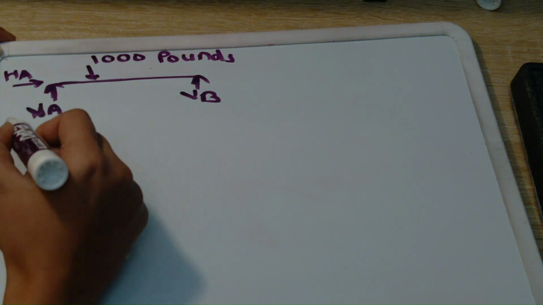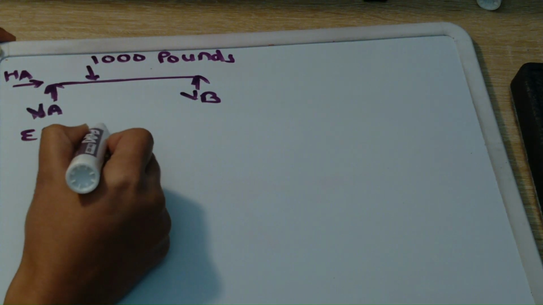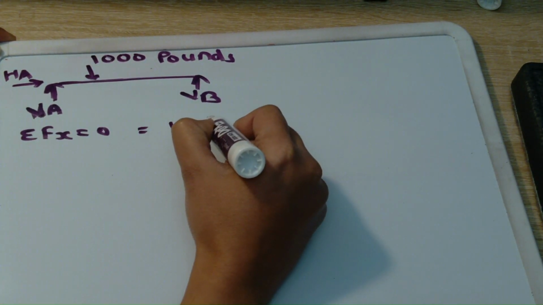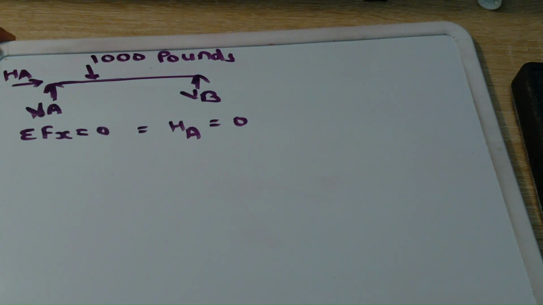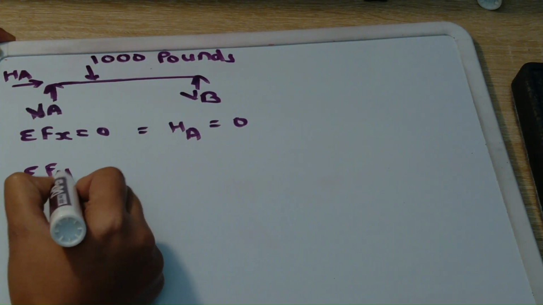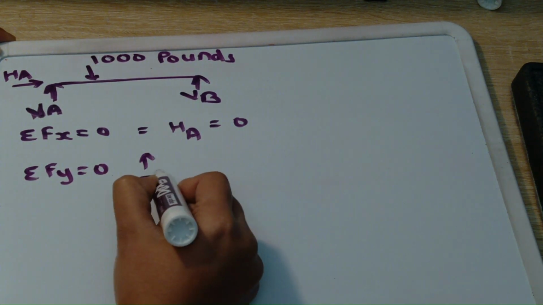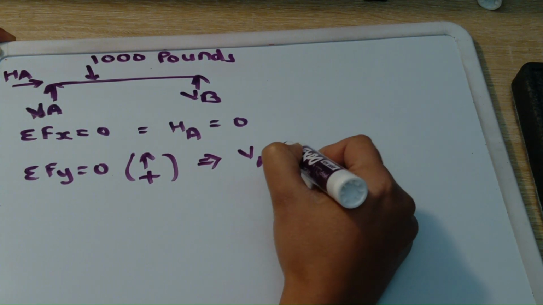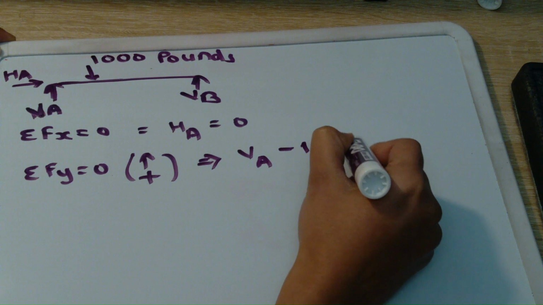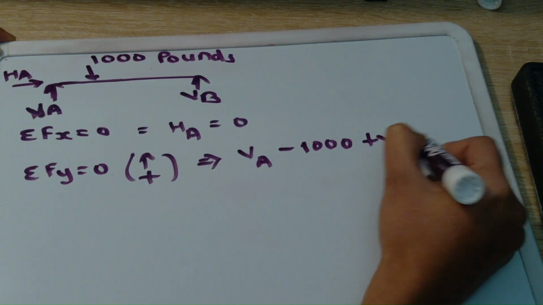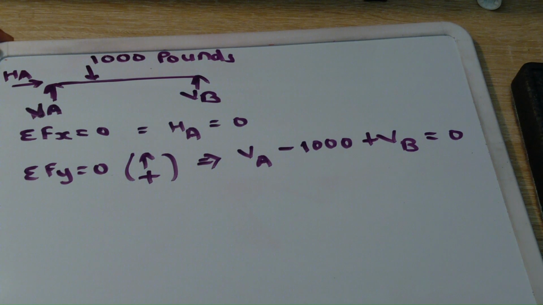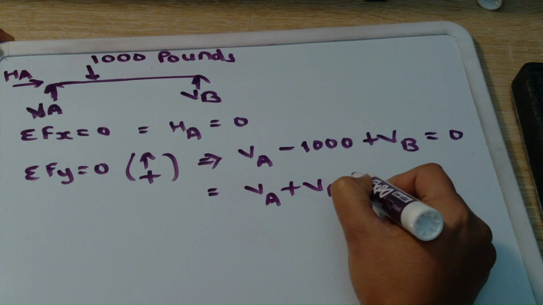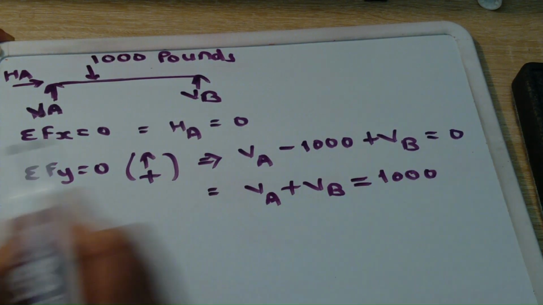So we will apply the equations of equilibrium. Summation of Fx is equal to 0, which gives HA equal to 0. Summation of Fy is equal to 0, considering vertical forces as positive: VA minus 1000 plus VB is equal to 0. That is, VA plus VB is equal to 1000.